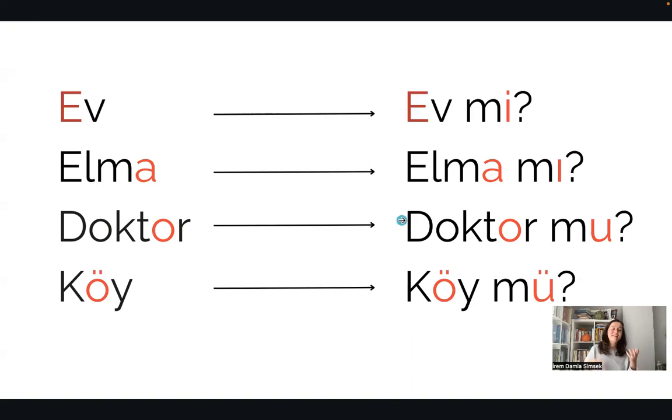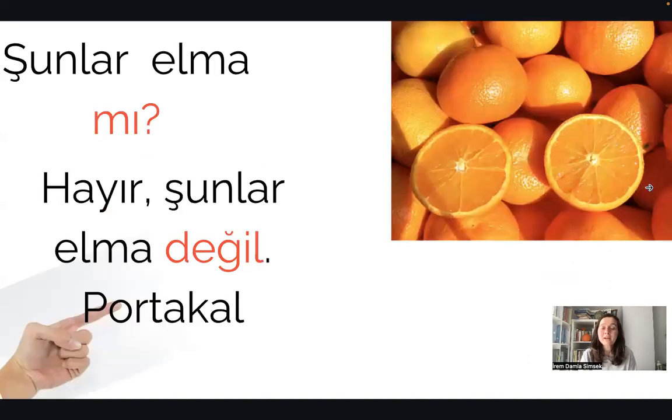We always, like in this video, answered the questions with evet, like yes. But of course, there can be negatives. Don't worry, negative is super easy. Şunlar elma mı? As you see on the picture, there are oranges. Şunlar elma mı? So are those apples?